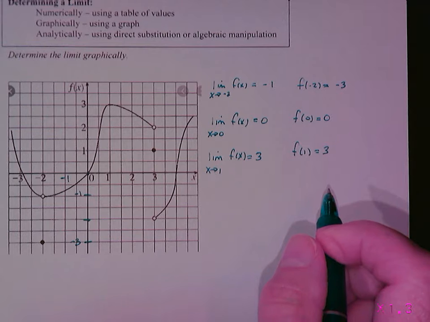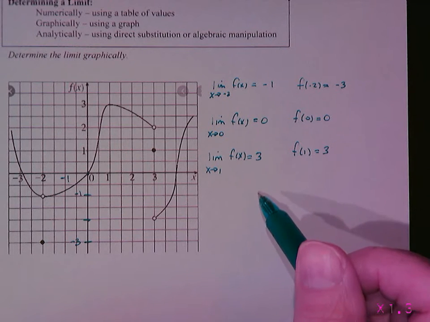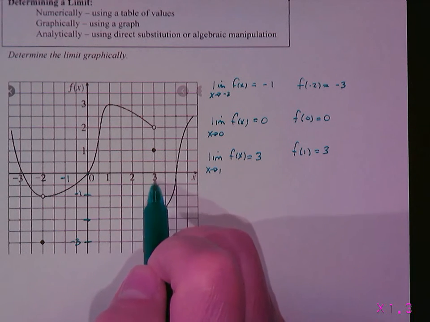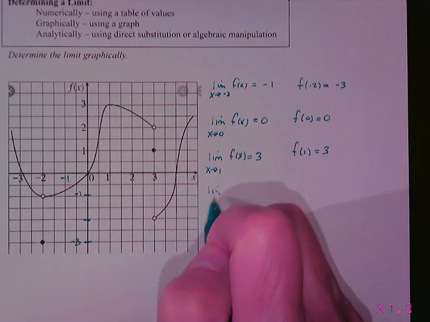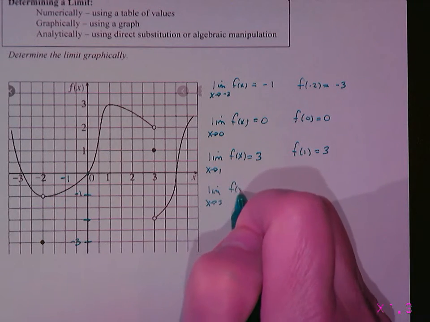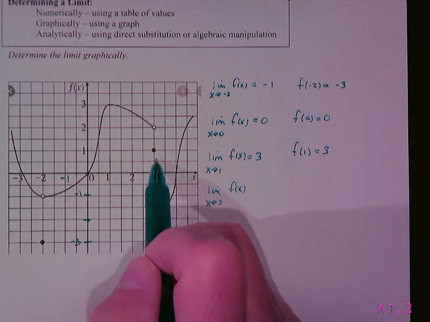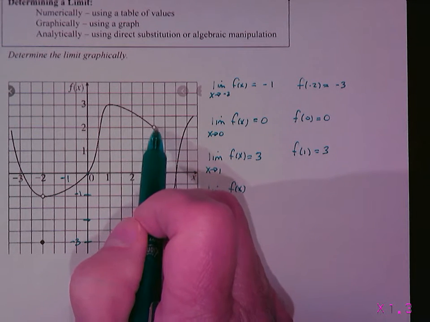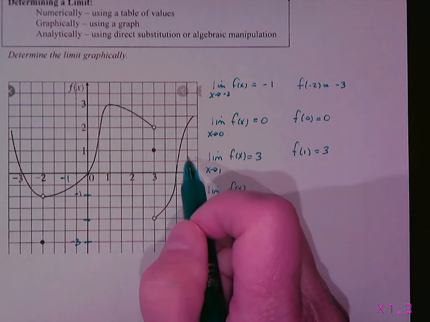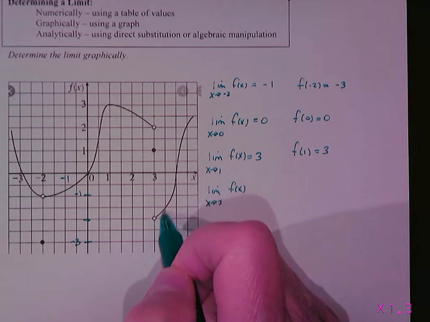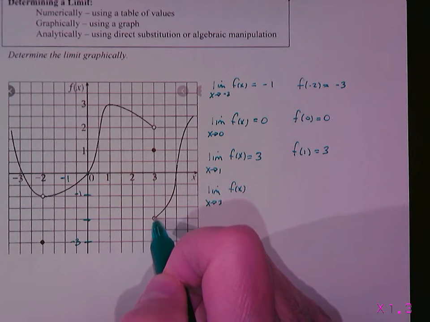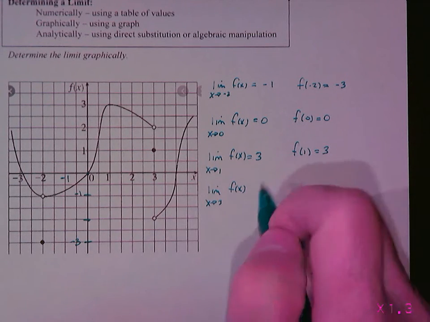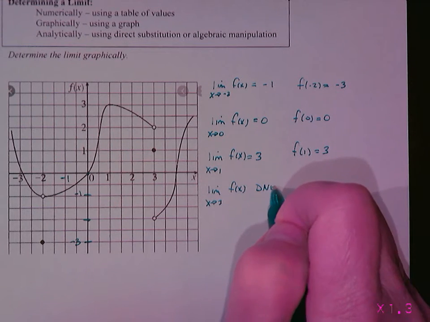The next integer I want to look at is actually 3, right here at x equals 3. So the limit as x approaches 3 of f of x. As x approaches 3 from the left, I'm on the function here, and it looks like the function is approaching 2. But when I'm looking at the right-hand side of it, it looks like the function value is getting close to -2. These aren't the same. This is a +2 and this is a -2. So this limit does not exist.